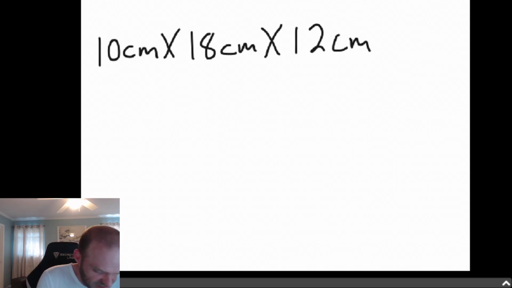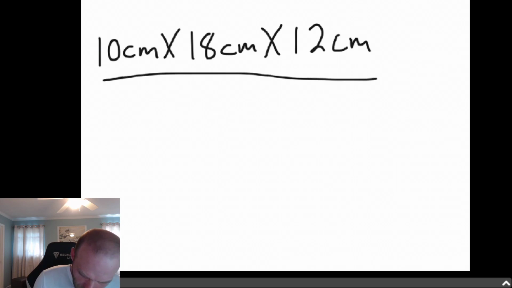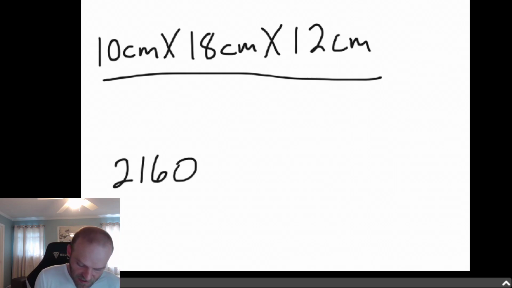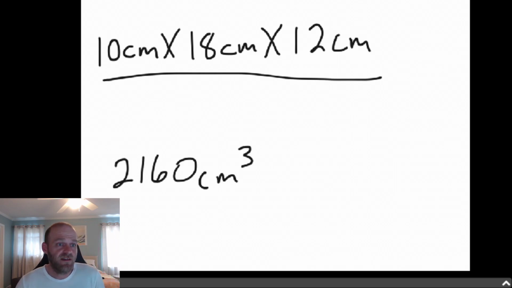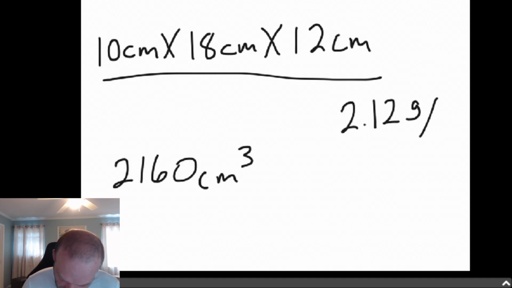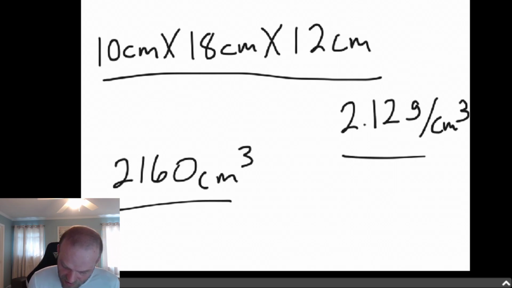So if I do the math on this, let's see, 180 times 12 would be 2,160. And that'd be a centimeter cubed, right? Because I got 3 centimeters. All right, so now if I want to find the density, which is 2.12 grams per centimeter cubed. All right, so here is a volume, here is a density.